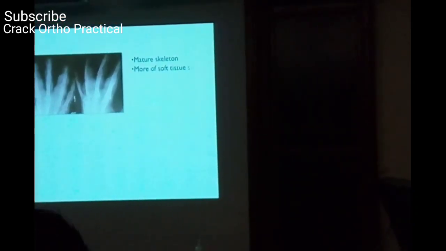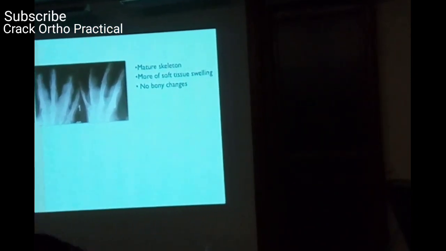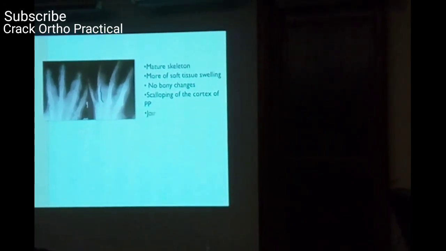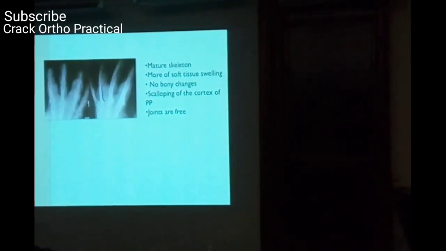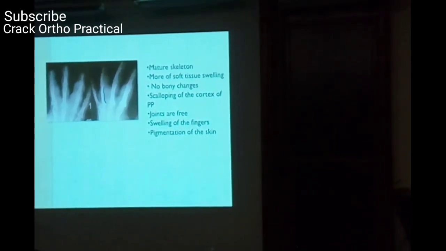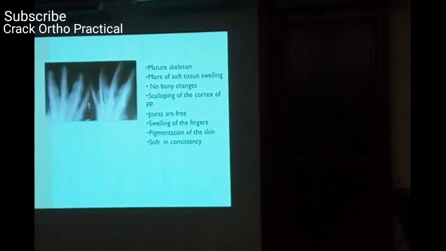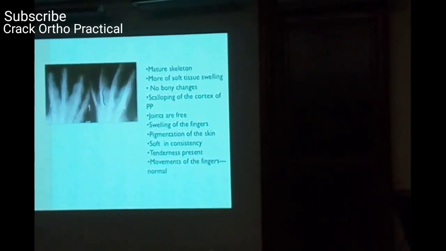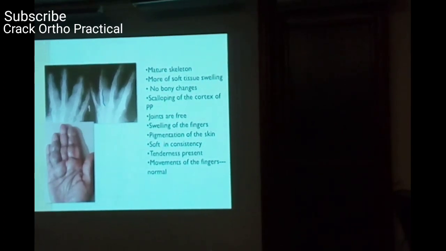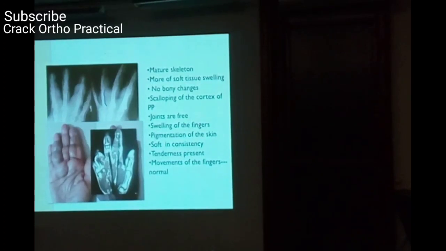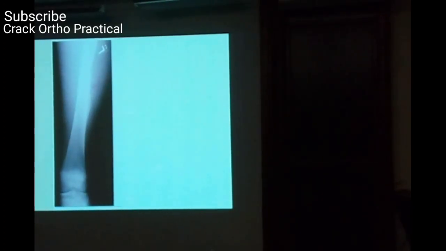What it can be? No other thing. Mature skeleton, more of a soft tissue swelling than bony changes. Only scalloping is there. Enchondroma? Clinically, I will show you some photographs. Joints are free. There is swelling of fingers, there is pigmentation of skin. The swelling is soft in consistency and there is tenderness present. Movements of the fingers are normal. Hemangioma. Next.